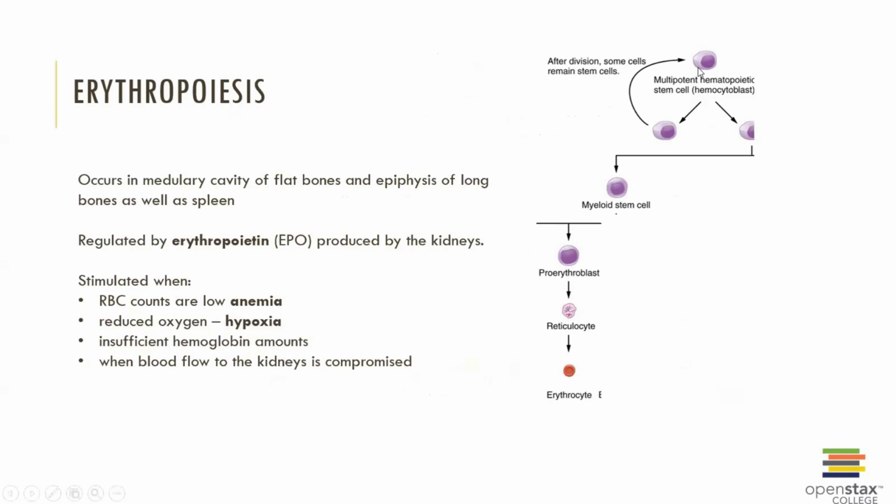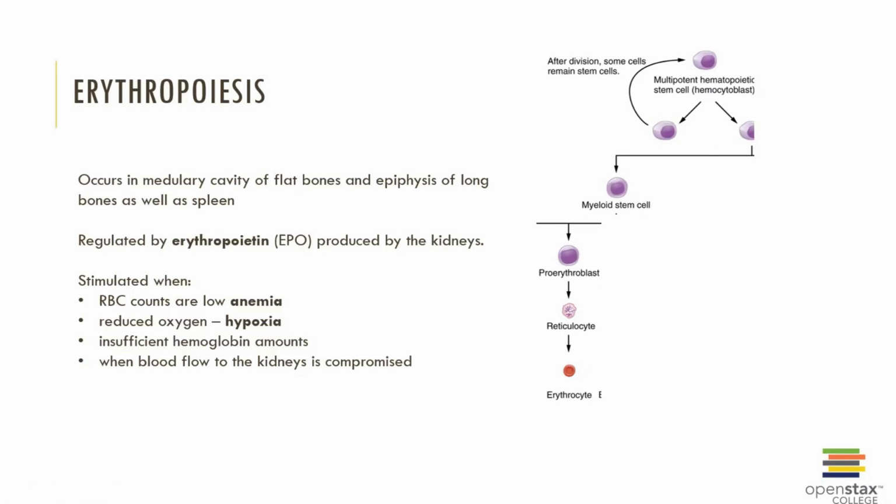In this case, it begins with a hemocytoblast, which is also a stem cell. Then what starts to happen is the red bone marrow multiplies by mitosis, and it forms a myeloid stem cell, which you can see here, and also a lymphoid stem cell, which is kind of cut off here. I'm not sure why. I'll have to go back and fix that. Then the myeloid stem cell moves forward and produces what we call a proerythroblast.